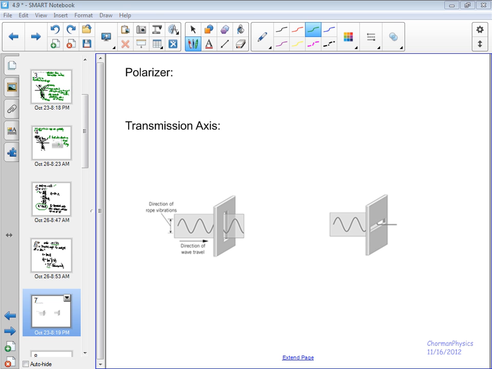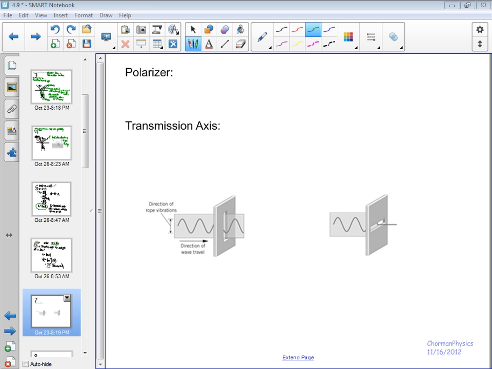Well, look it up. I haven't been able to find one in any of my textbooks or online that's been satisfactory. So anyways, let's talk about polarizers, okay? Polarization in this sense is much more sensible to understand, okay?